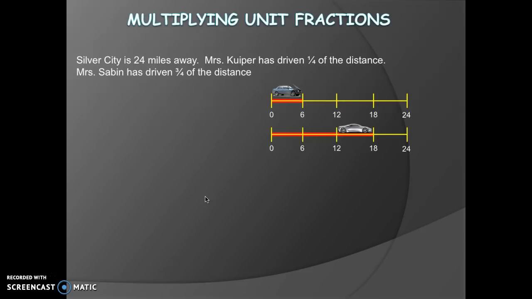All right, let's look at another one. Silver City is 24 miles away. Mrs. Kuiper has driven 1/4 of the distance. Mrs. Sabin has driven 3/4 of the distance. So 24 miles total. If we divide those into 4 equal parts, 24 divided by 4, each of these parts is going to be worth 6 miles. So 1/4 is 6, 2/4 is 12, 3/4 is 18, 4/4 is 24.